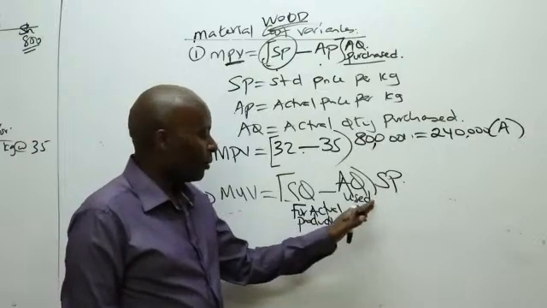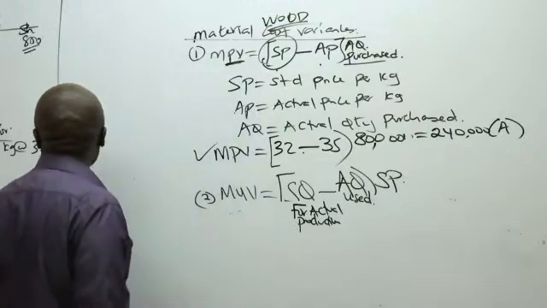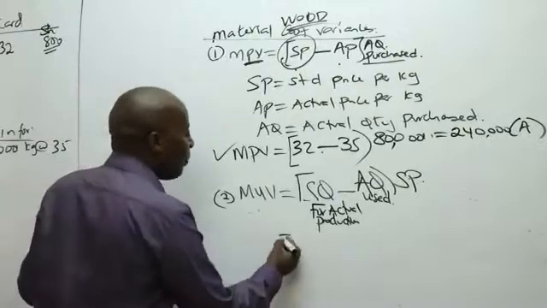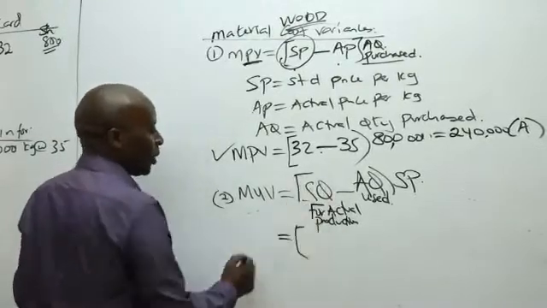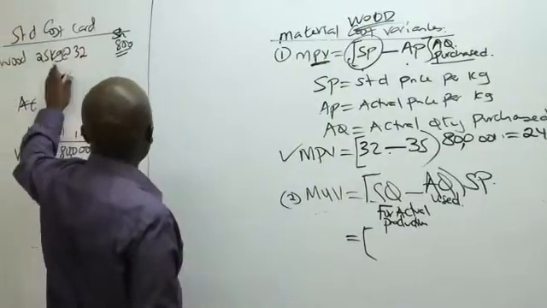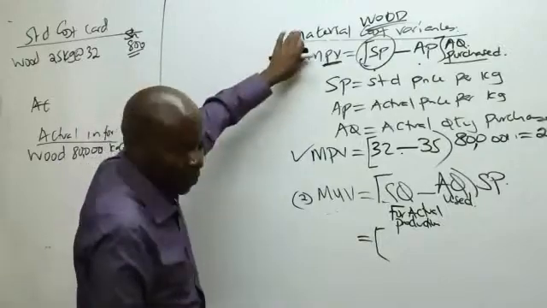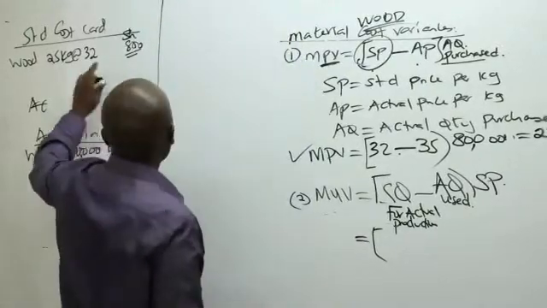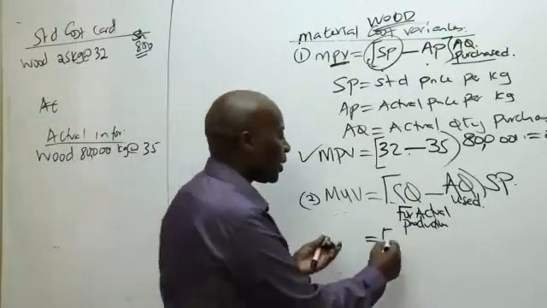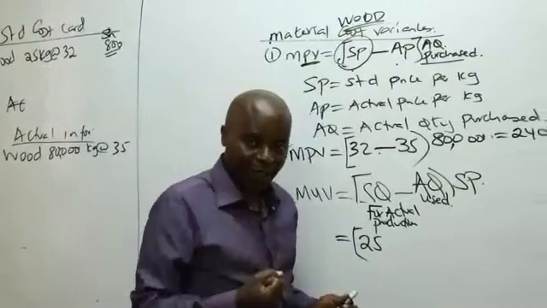Now, ladies and gentlemen, kindly let us go to our standard cost card. I'm able to see from our standard cost card what quantity is standard, the quantity of wood. Remember, we are computing material cost variances. The quantity of wood which is standard is 25 kgs. But standard means what? Standard means per unit of output.